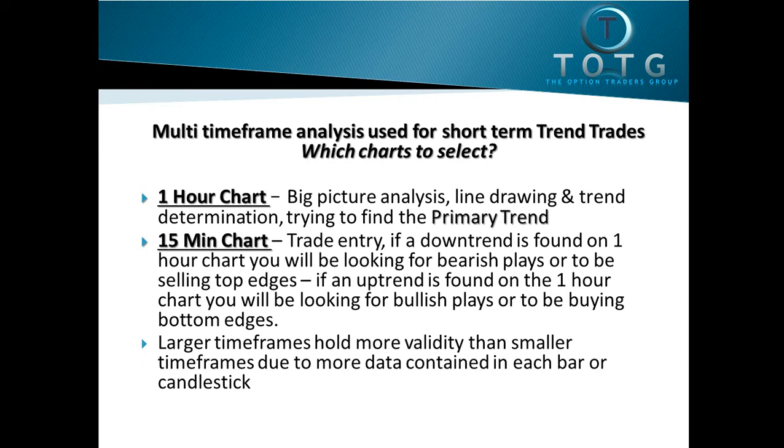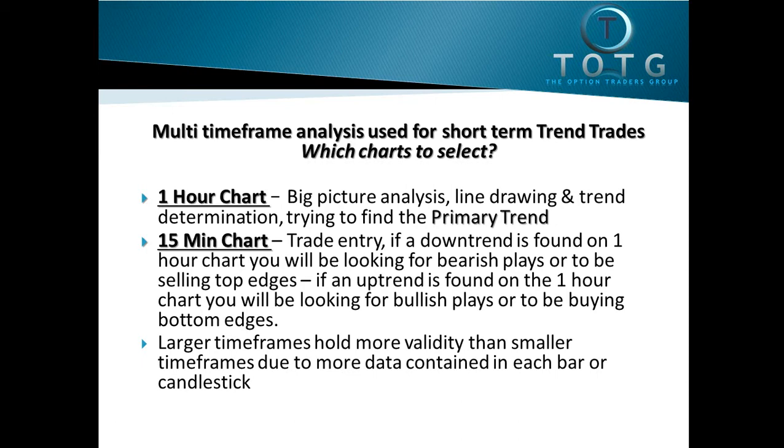So if your findings are a downtrend on the 1 hour chart, you will be looking to make bearish plays, or to be selling top edges of the market. If an uptrend is found on the 1 hour chart, you will be looking for bullish plays, or be buying on the bottom edges of the market.